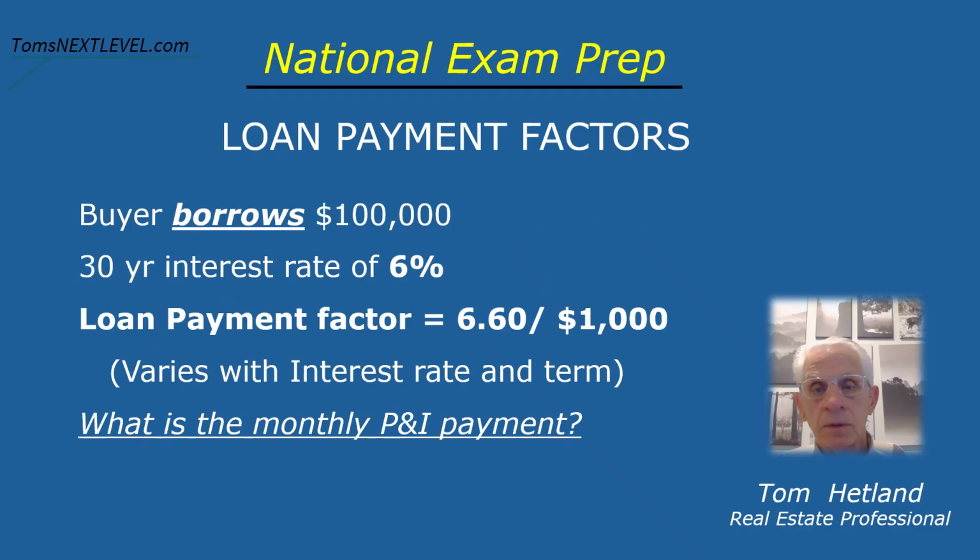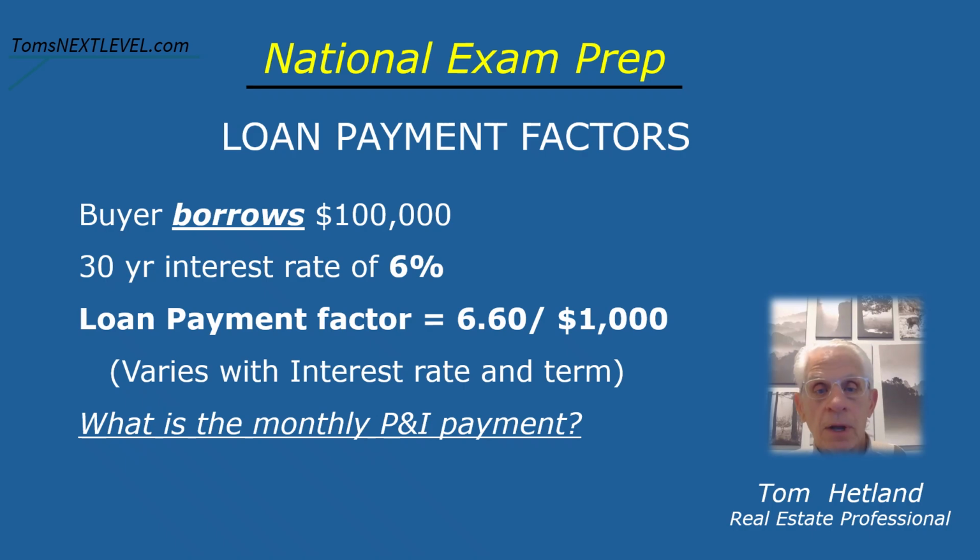Let's take a closer look at this payment factor. Notice that we're talking about a buyer who wants to borrow $100,000. When you're taking your exam, make sure it's not the purchase price of the house. They may tell you somebody wants to buy a $100,000 house and put 10% down. That means the loan amount won't be $100,000. The loan amount will be $90,000. So make sure you're calculating based on the loan amount.